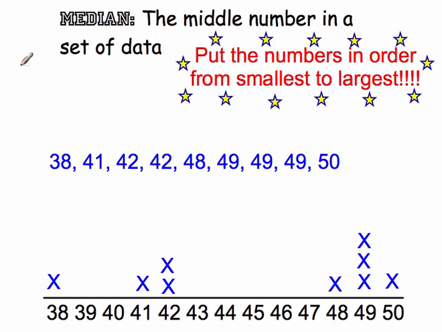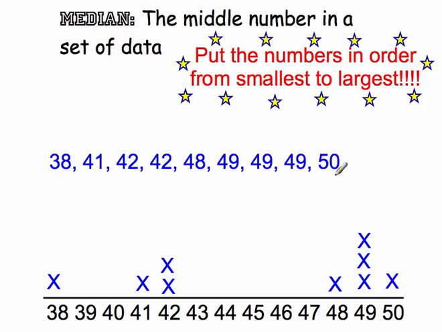Lastly, we are going to find the median for this set of data. The median is the middle number in a set of data. Before you can find the median, you need to put the numbers in order from smallest to largest. As you can see, I wrote this text in red and surrounded it by stars. That's because it's very important and it's something you need to remember. You must put the numbers in order from smallest to largest.